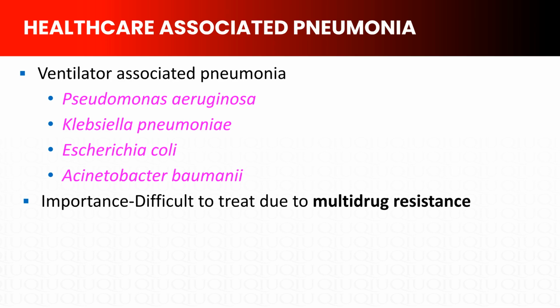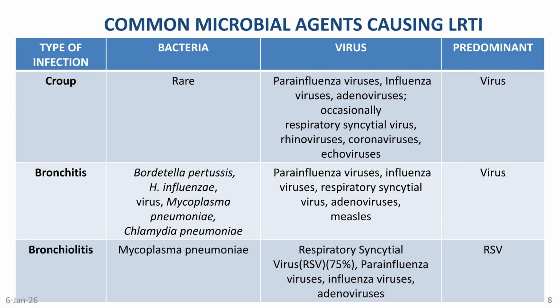The importance of healthcare-associated pneumonia lies in difficulty treating these infections due to multi-drug resistance. These organisms often resist multiple antibiotic classes, requiring combination therapy or last resort antibiotics like colistin. Prevention through proper infection control, including hand hygiene, ventilator care bundles, and appropriate antibiotic stewardship, is critical for reducing these serious infections.